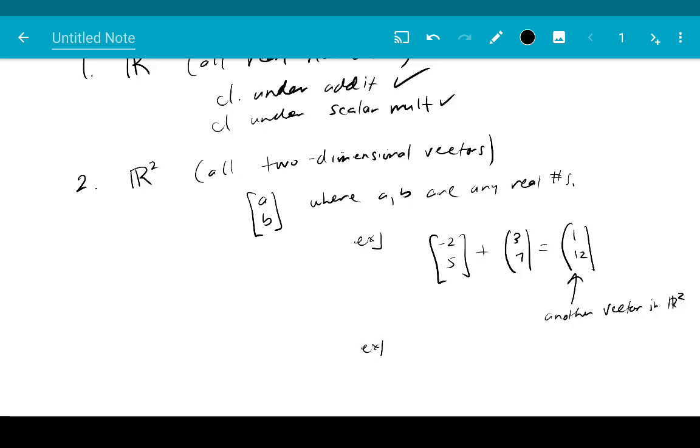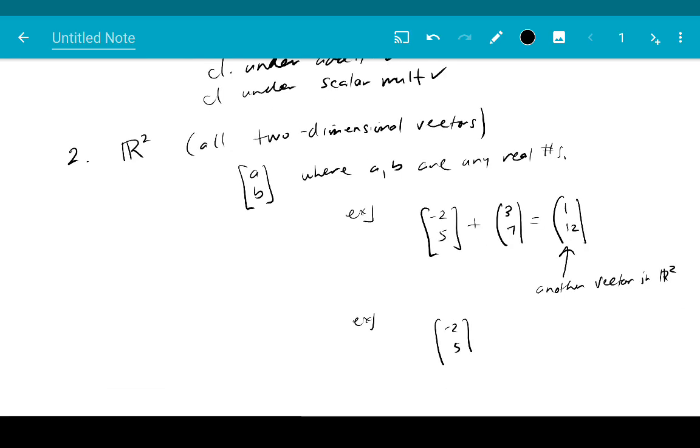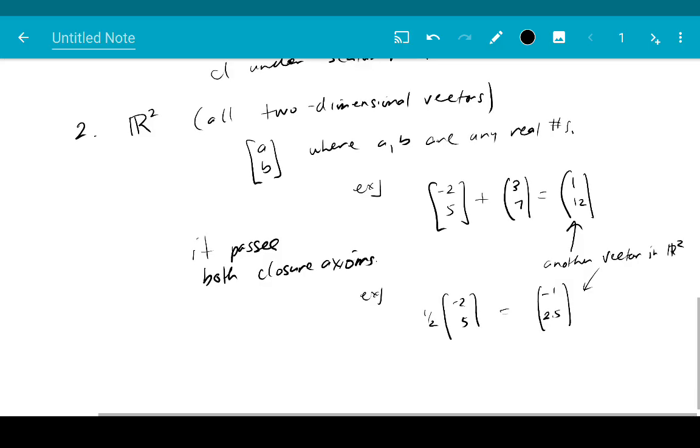And then, as an example, if I take any 2-dimensional vector, like negative 2, 5, and multiply by any scalar, it doesn't matter what I put here, a half, I could put any other scalar there, like pi or whatever. What would this be? This would just be negative 1 and 2.5. Again, another vector in R2. So I can't scalar multiply my way out of the set, just like I couldn't add my way out of the set. So it passes both. We call those the closure axioms: closure under addition and closure under scalar multiplication.